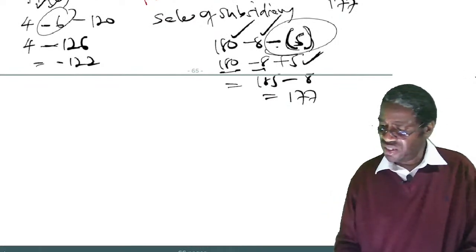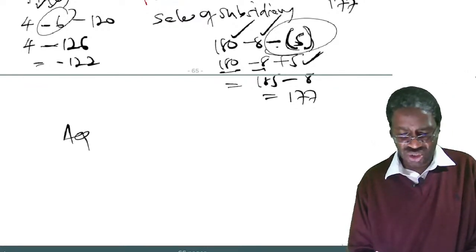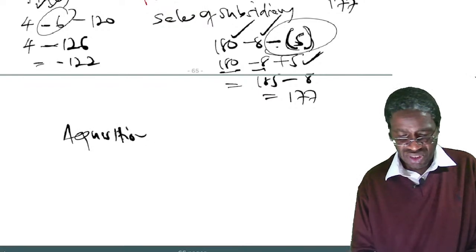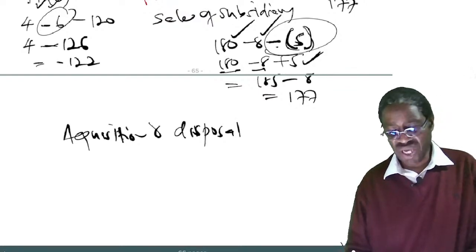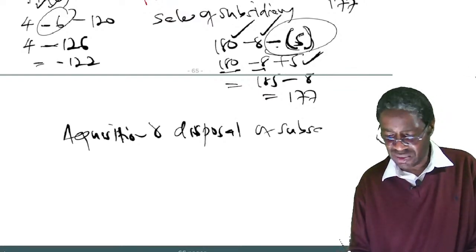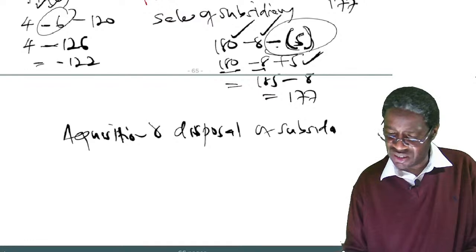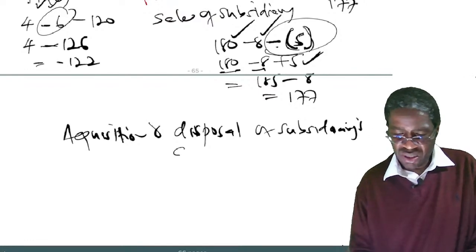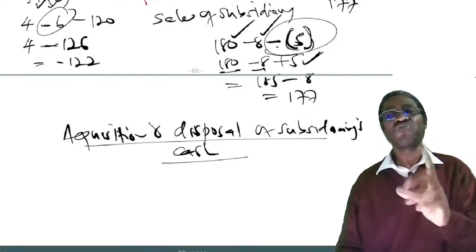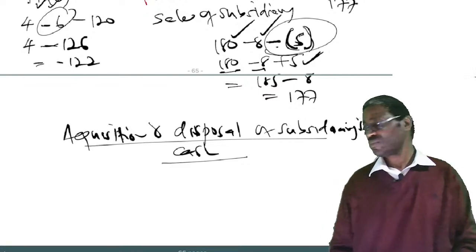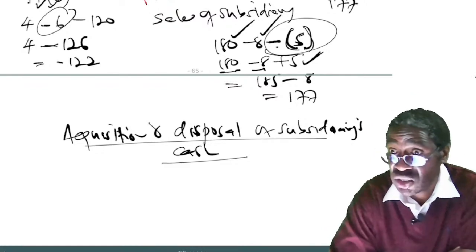So have another subheading, acquisition and disposal of subsidiaries. Acquisition and disposal of subsidiaries' cash.